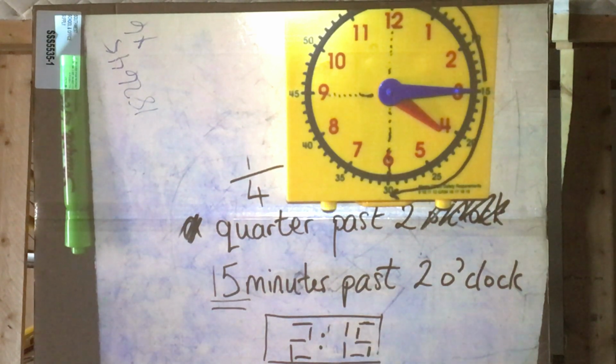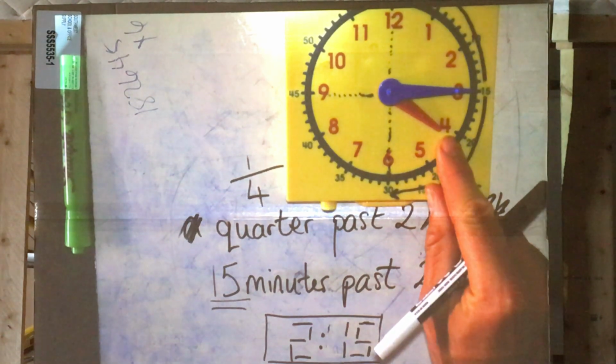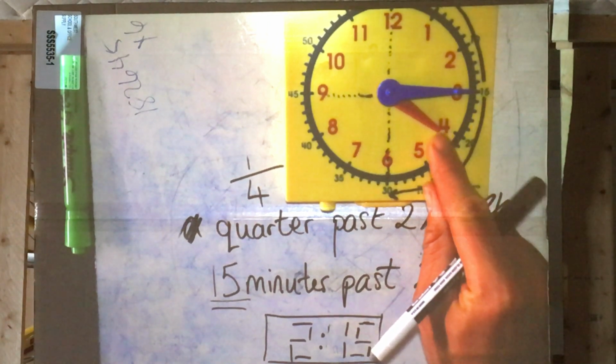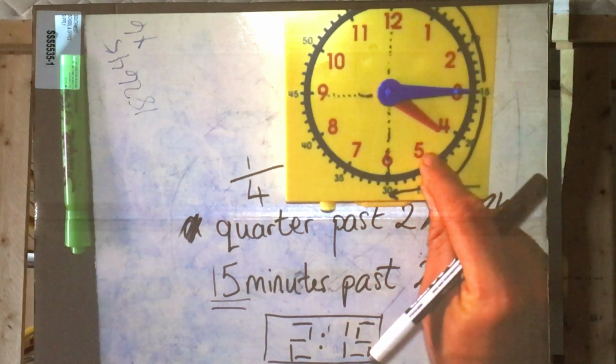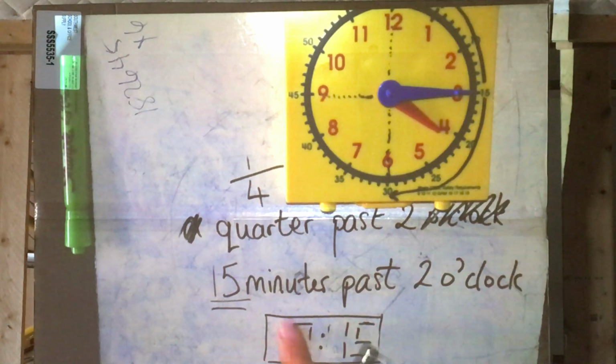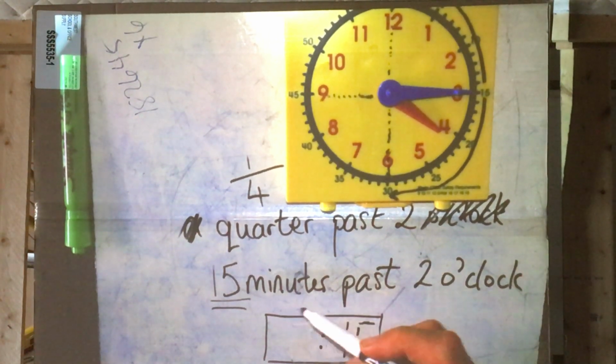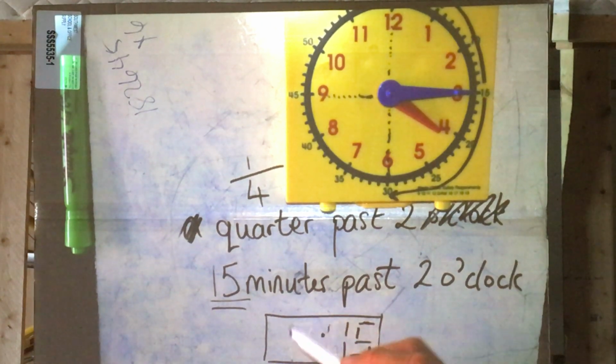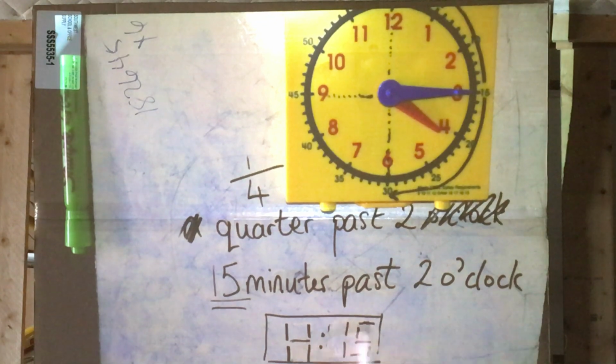However, the hour is now just past 4, but it hasn't reached 5. So I know it must be 4 something. So this is going to be 4. I've got to remember how a 4 goes, actually. 4. Wrong way. 4. 4:15. Okay, 4:15. That's how you say it.